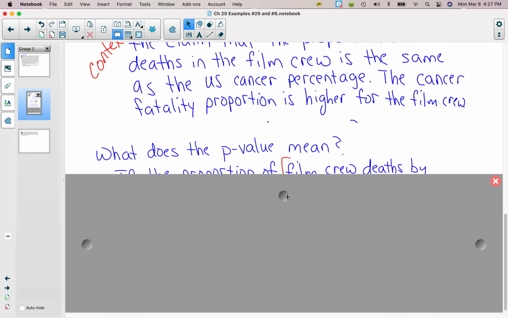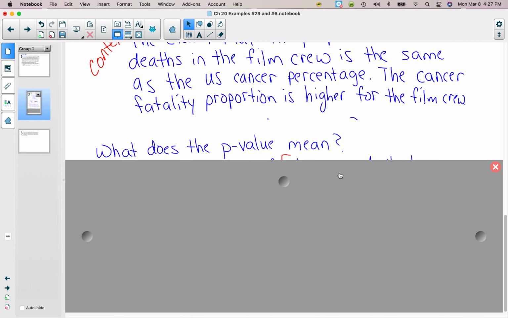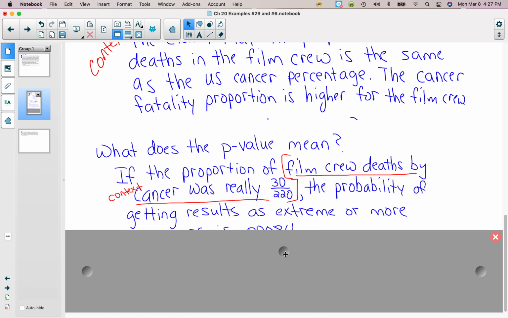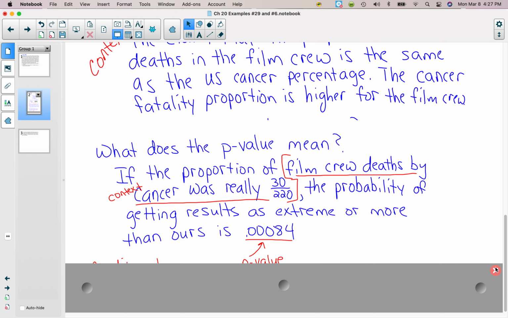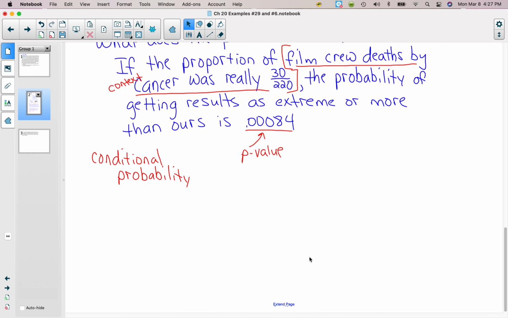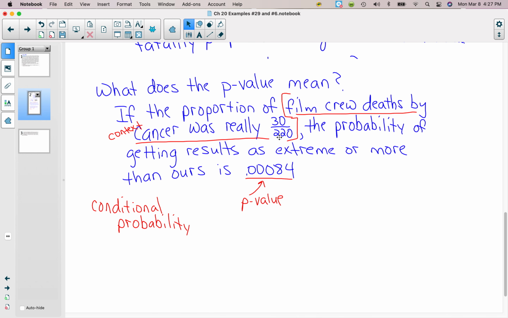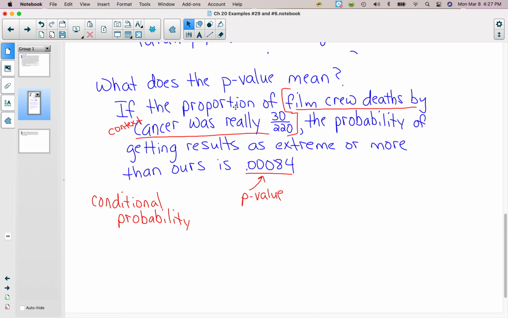So what do we mean by a p-value? What does that mean? A p-value is actually just a conditional probability. So the p-value means this: if the null hypothesis is true, as a matter of fact, I'm going to write it out that way.